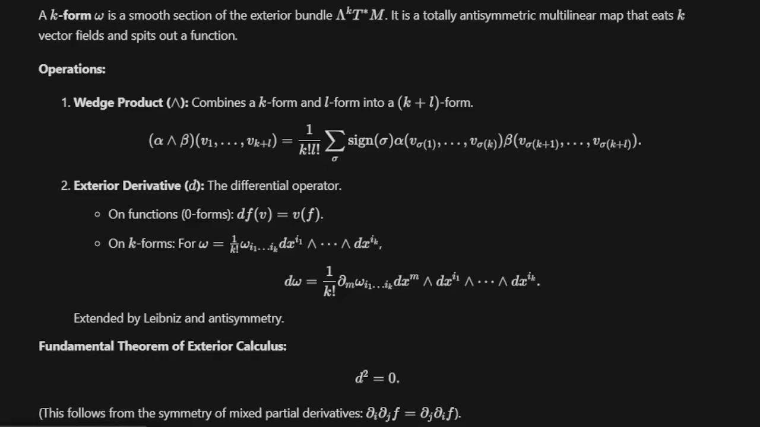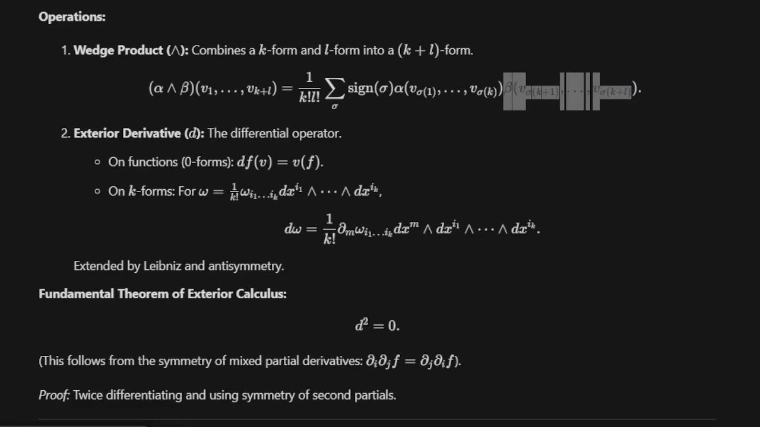So anyways, the wedge product will combine a K form and an L form into a K plus L form. And this is how you would compute it. So again, we would have 1 over the factorial of K and L in general, of course, with the sign function. That would then give us how to essentially contract these indices.